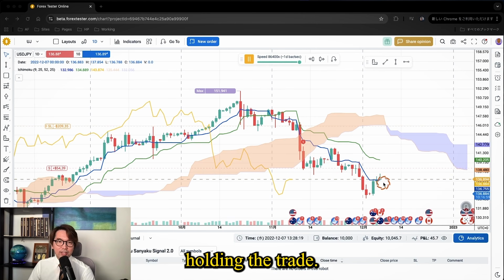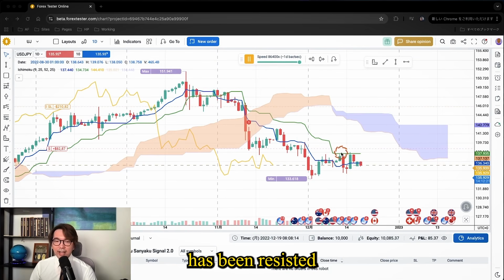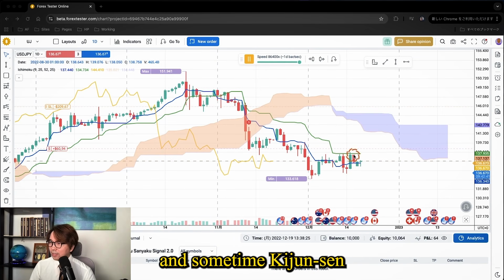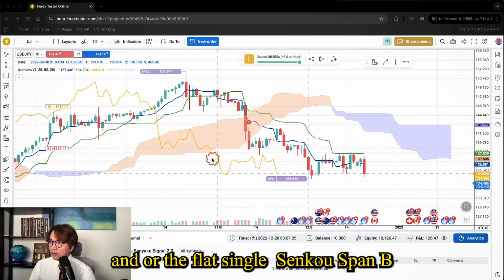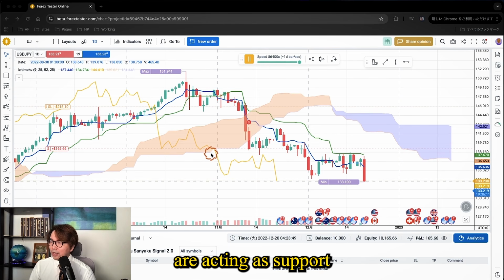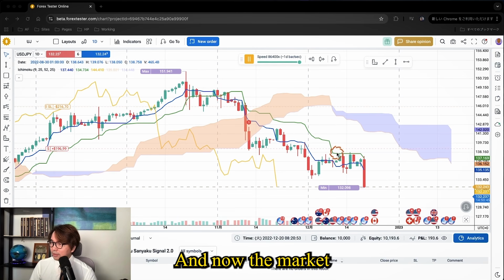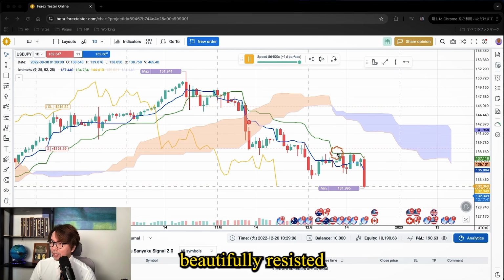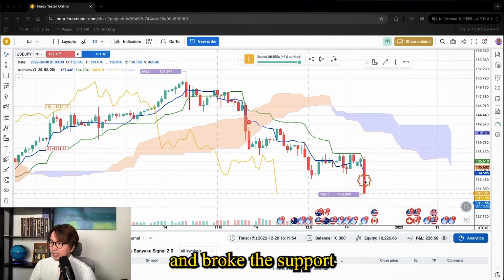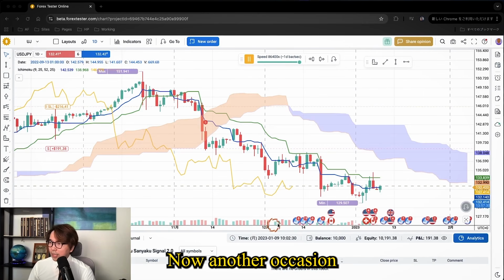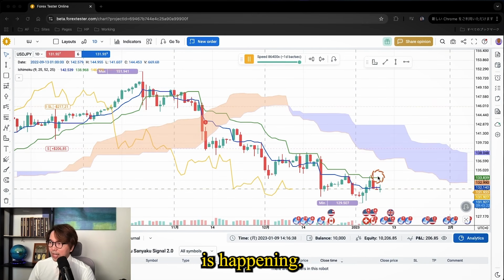So we keep holding the trade. Now the market has been resisted by the Kijun Sen. Sometimes this Kijun Sen, flat Kijun Sen, or the flat Senko span B are acting as support resistances in the past. And now the market has been beautifully resisted by the green Kijun Sen and broke the support and continuously bearish. Now another Kijun Sen resistance is happening.